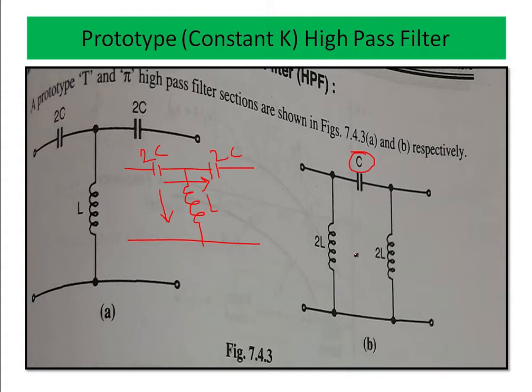Basically in the constant K high pass filter, only the high frequency should be transmitted, whereas the low frequency will be attenuated. This is the cutoff frequency fc, just for your understanding purpose. Above the cutoff frequency, the wave should be transmitted, and below the cutoff frequency the attenuation alpha is equal to infinity, so that it is attenuated.